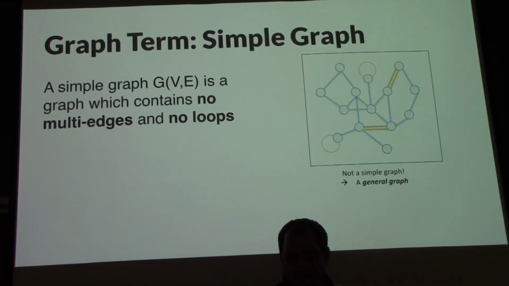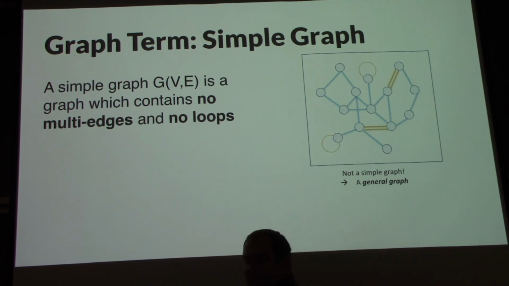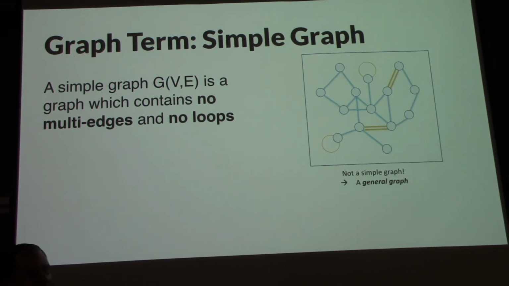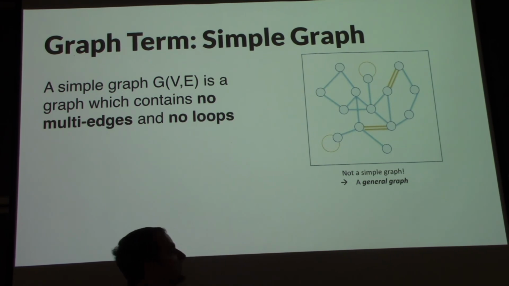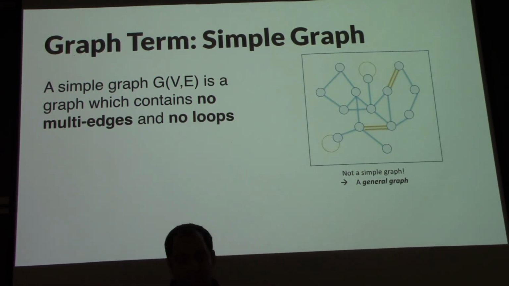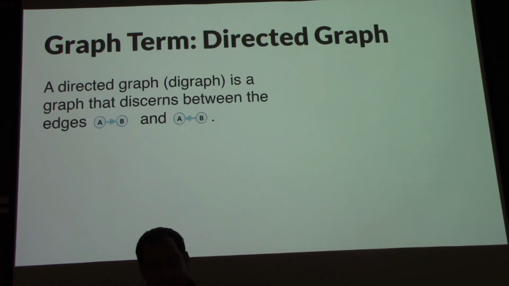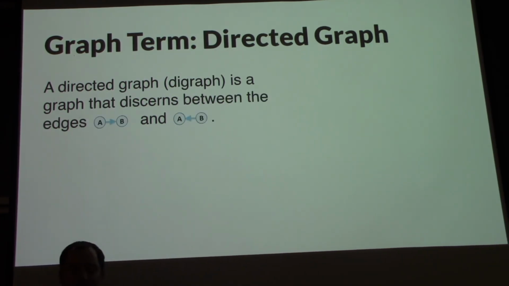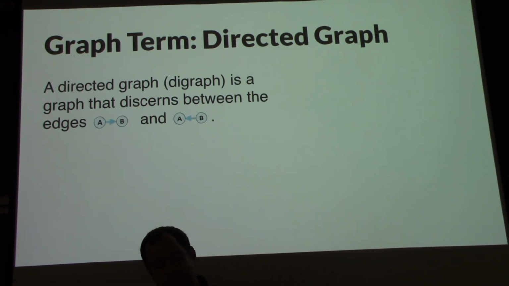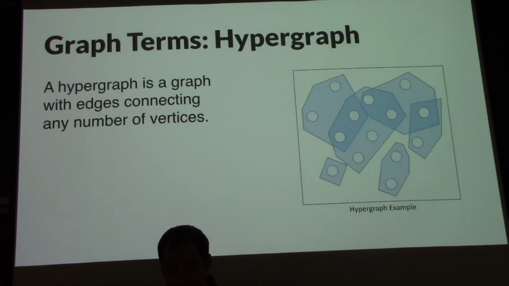So there's a couple of different classes of graphs. A simple graph is a graph which contains no multi-edges and no loops. So without the orange edges here, that would be a simple graph. With the orange edges, it would not be a simple graph. So we have self-loops and we have multiple edges connecting 2 nodes. A directed graph is one that discerns between edges from A to B and B to A. So this is exactly the difference between Facebook and Twitter that we mentioned earlier. A directed graph is Twitter, Facebook is an undirected graph.